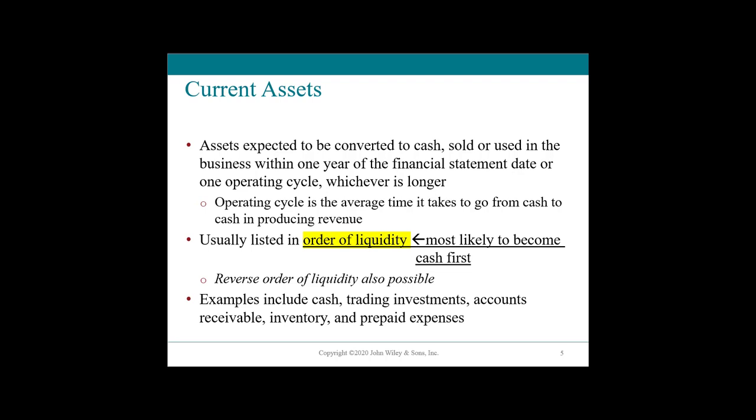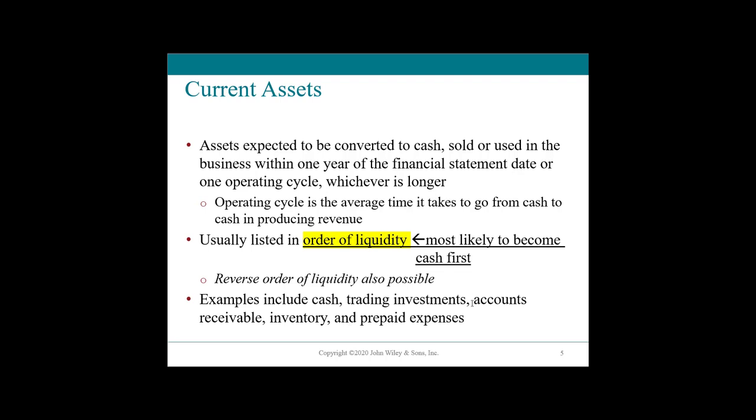And so that means cash is listed first because it's most likely to become cash, because it is already cash. All right. And then we typically go with any trading investments. So that would be like if a company had stocks in another company and they're publicly traded, we could easily just click a couple buttons and go boop, boop, and turn those into cash.